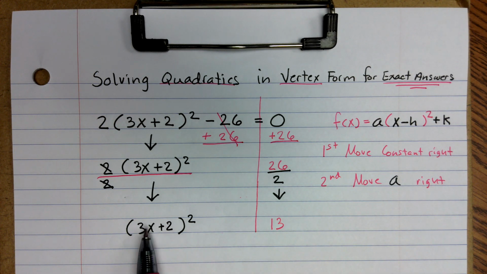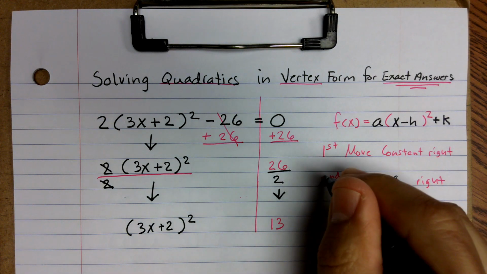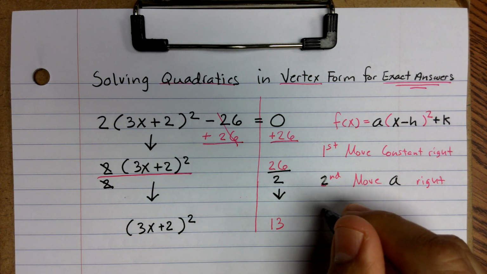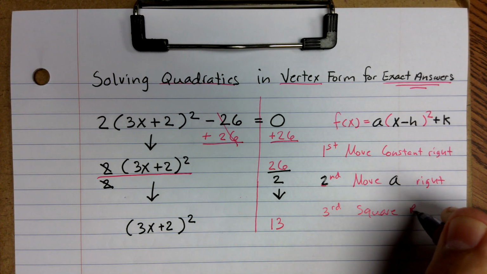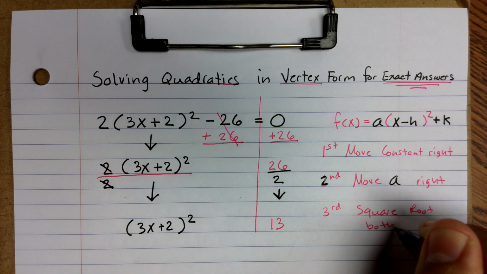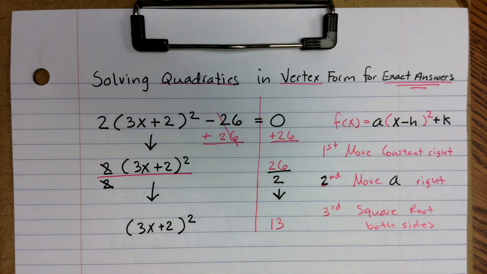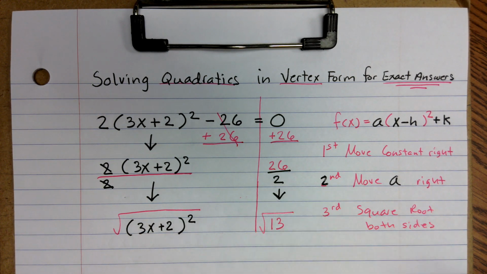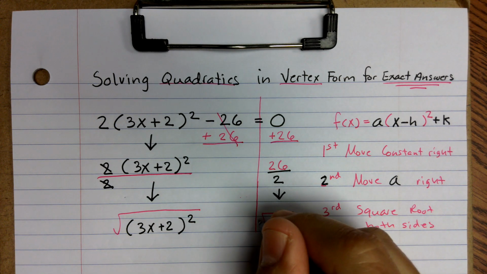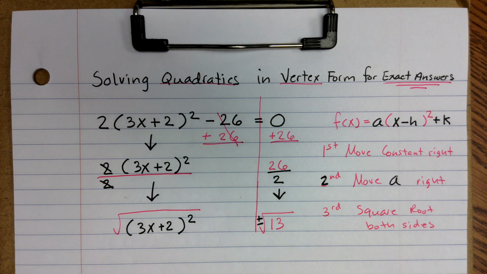Now for this next step, we can't do anything to what's on the inside of the parentheses until we get rid of this squared. So third, we're going to take the square root of both sides. So I'm going to write square root both sides. I'm going to take a square root of this left side and take a square root of the right side. Now do keep in mind, when we take the square root of the right side, we know we're dealing with a quadratic and we're likely going to have 2 different solutions. We want to put our plus and minus there.